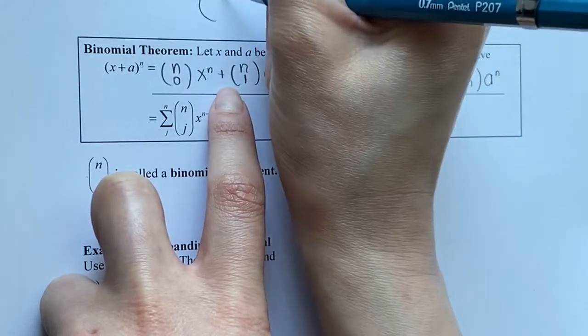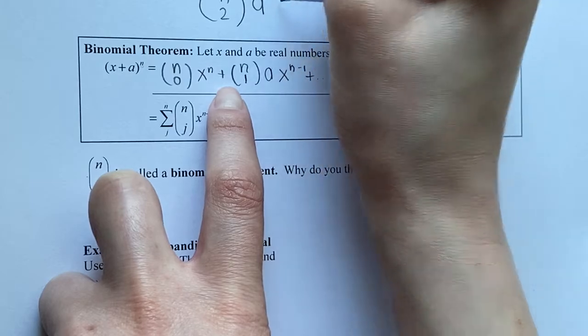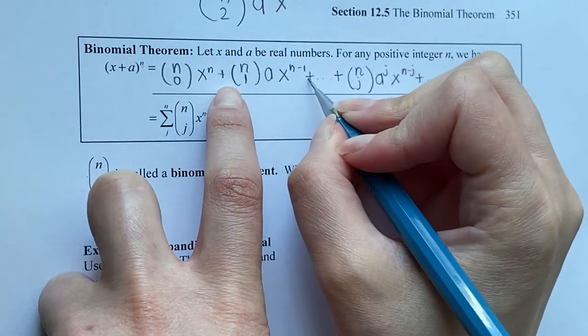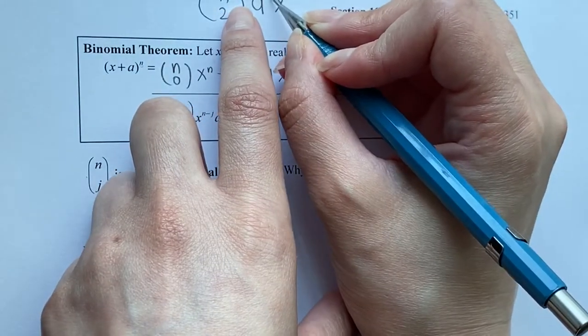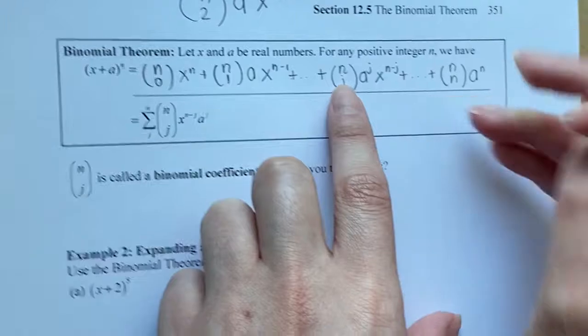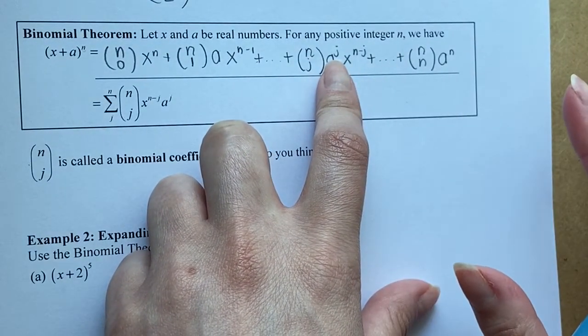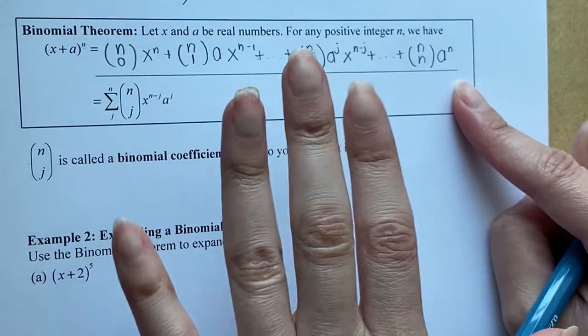So if you are imagining what would be the next one, it would be this guy: a squared, x to the power of n minus 2. Do you agree with that? That would be the next one after this one, and so forth. When you add the exponents, 2 plus n minus 2 is n. Same here. So that's basically the secret. This is when we apply the generalization of the Pascal triangle.